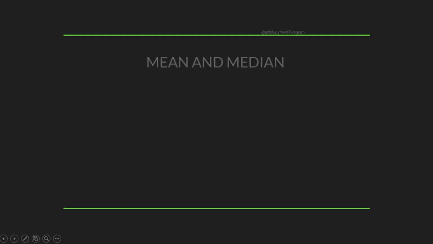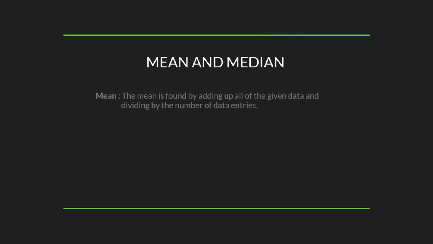Next are mean and median. The mean is found by adding up all the given data and dividing by the number of data entries. For example, the mean of 4, 1 and 7 will be 4 plus 1 plus 7 by 3, that is 12 by 3, which is equal to 4.